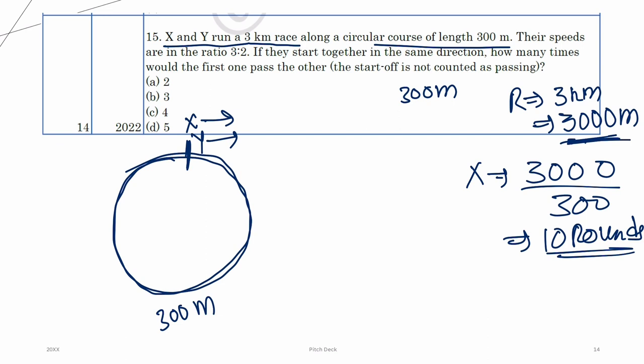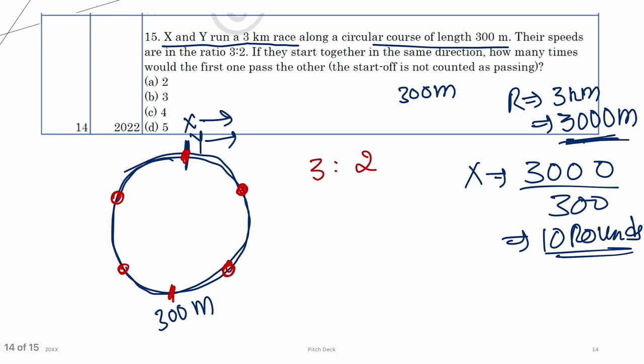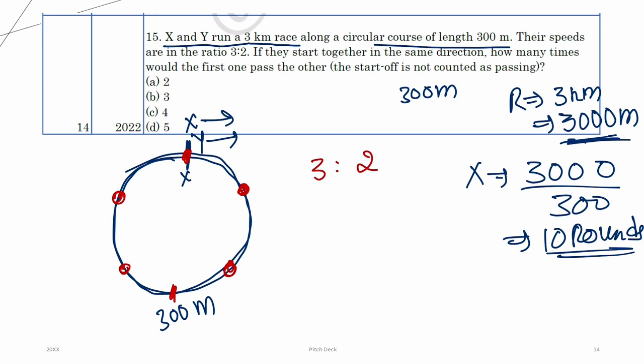Let's do it another way. 3:2, right? So 3:2, how will we divide it? Let's divide the complete circle into 6 parts: point 1, point 2, point 3, point 4, point 5, point 6, right? 3:2 means when x is going to run 3 marks, y is going to be here. When x has run half of the circle, that is 1 point, 2 points, and 3 points, y has covered how many points? 2 points. I hope you understand.